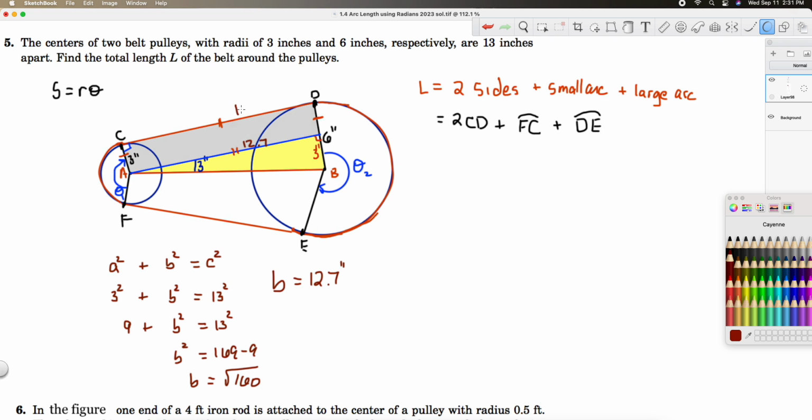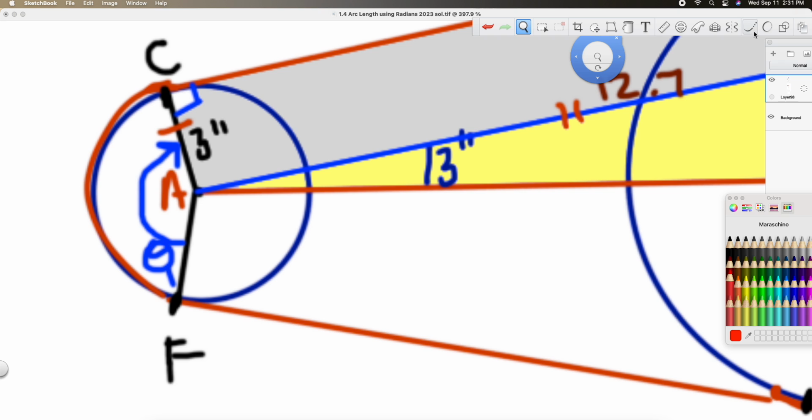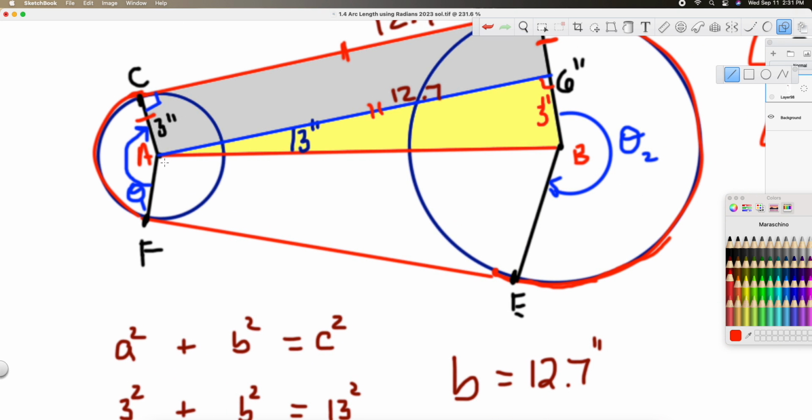So actually I have now the length from C to D. So I know this first part. L is 2 times 12.7 plus. Now, I still need to get my thetas. Let's see here. How about I do the same for this triangle down here?